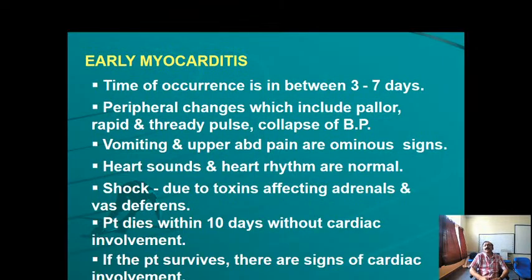Early myocarditis occurs between 3 to 7 days, with peripheral circulatory damage which includes pallor, rapid and steady pulse, collapse of BP, vomiting, and upper abdominal pain, which are ominous signs. Heart sounds and heart rhythm are normal. The person may go into shock due to toxins affecting the adrenals and vasomotor system. The patient dies within 10 days without cardiac involvement. If the patient survives, there are signs of cardiac involvement.